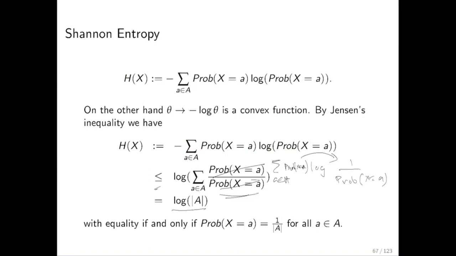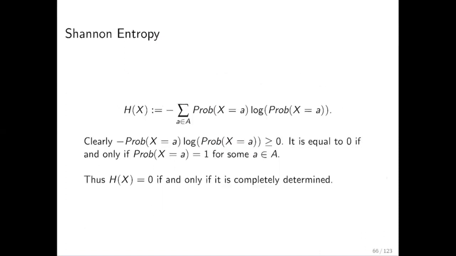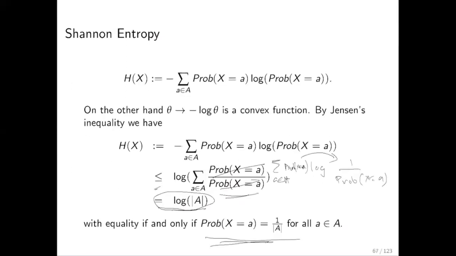And if you investigate when you have equality, you'll see that you have equality only when you have a uniform distribution. So what did we have? We have that the entropy takes its maximum value when you have the uniform distribution. You have the most amount of uncertainty. And we had before that the entropy is 0 if and only if it is completely determined. So entropy is a measure of uncertainty. You can think of it in these terms.